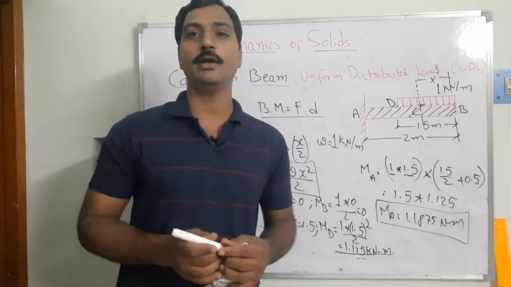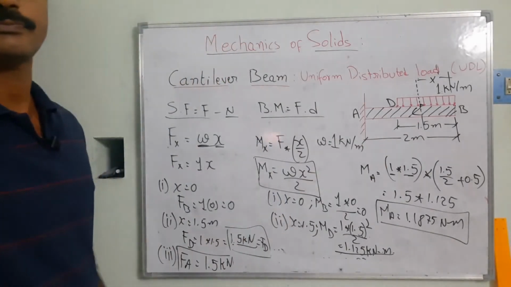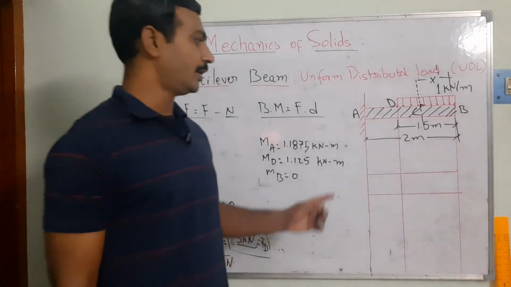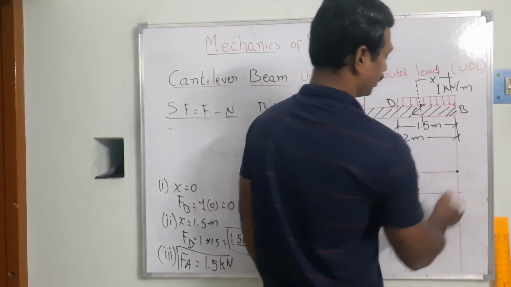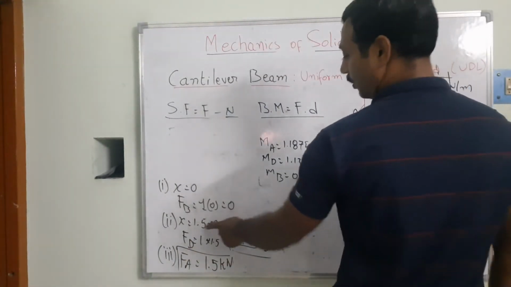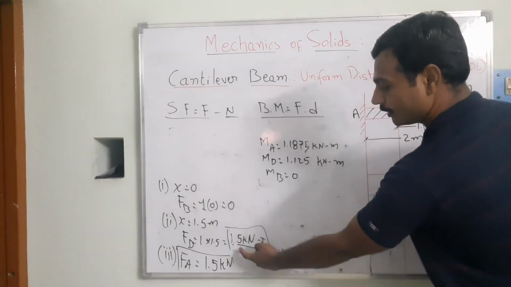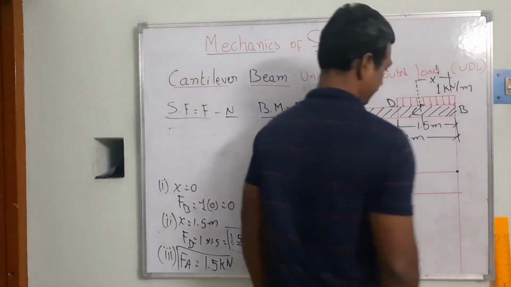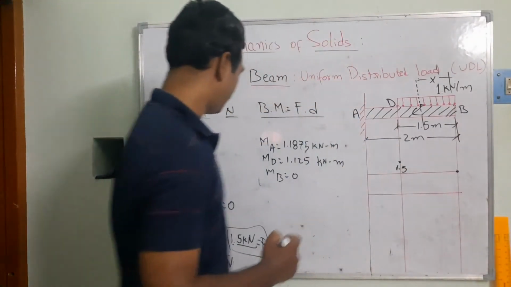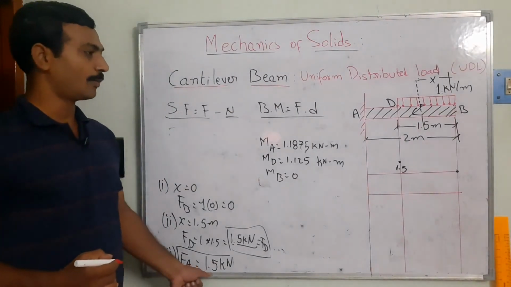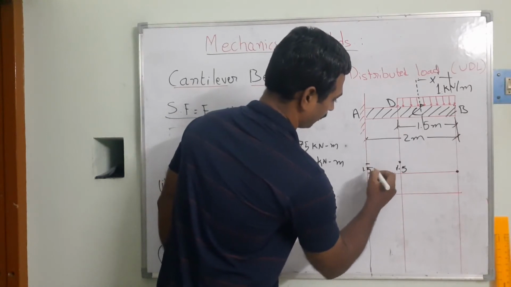Now I am going to draw the shear force diagram as well as the bending moment diagram. So first I draw the shear force diagram. As we know, the shear force at point B is equal to 0, and similarly at 1.5 meters, that is at point D, the shear force is equal to 1.5 kilonewtons. So I take here 1.5 kilonewtons. And similarly at A also we got 1.5 kilonewtons, so I take here also 1.5 kilonewtons.